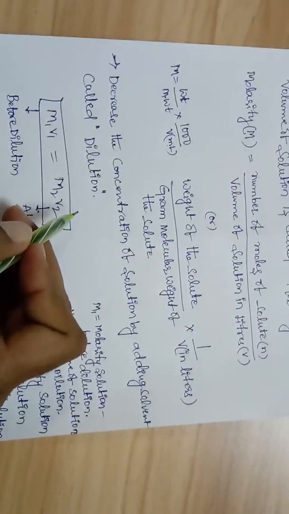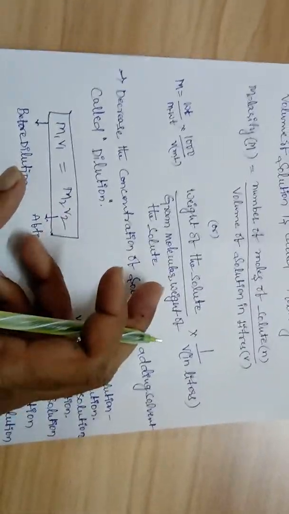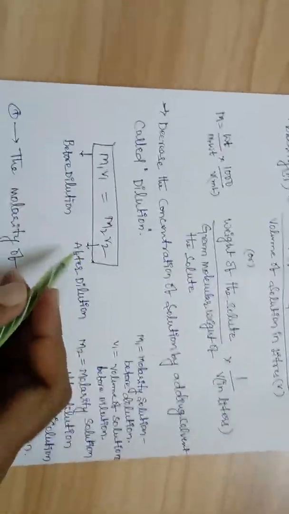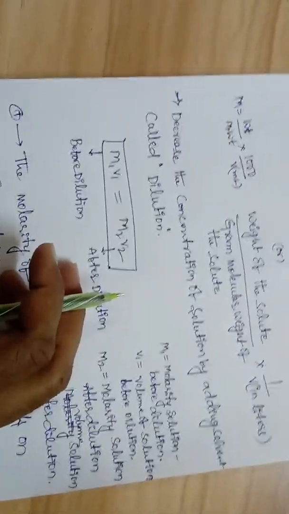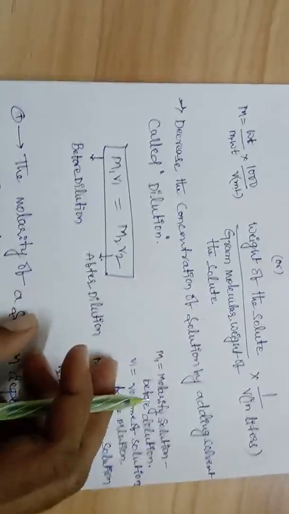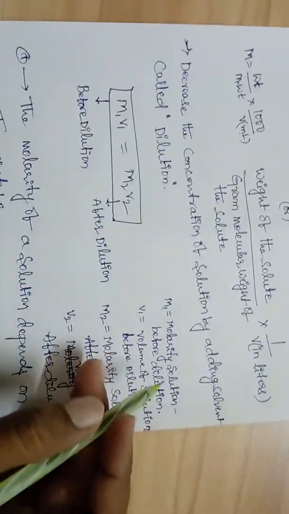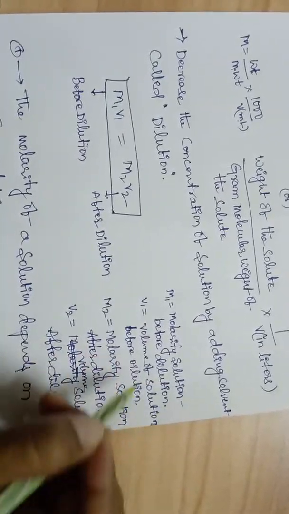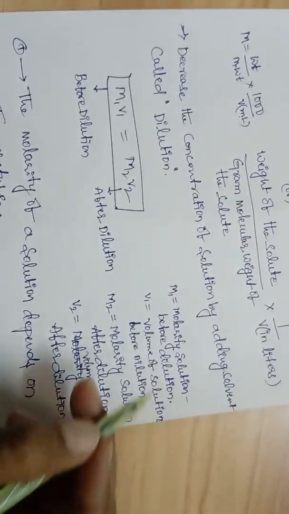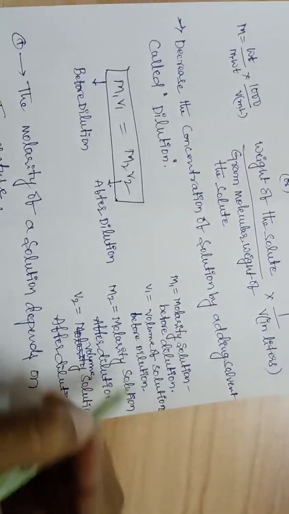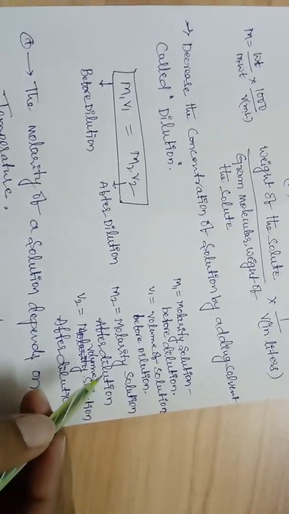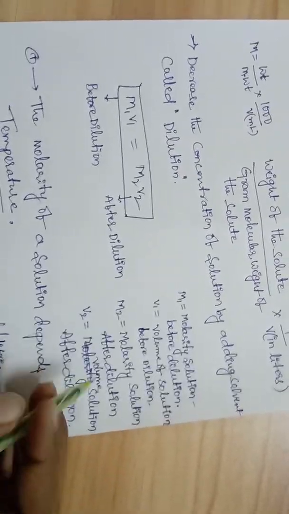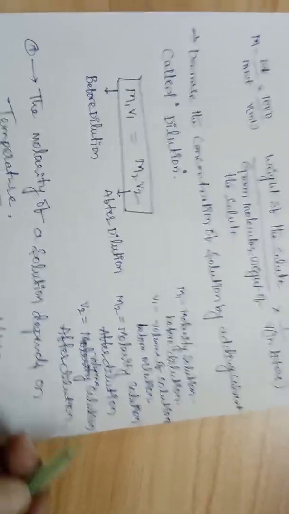Decreasing the concentration of a solution by adding solvent is called dilution, right? So the dilution formula is M1V1 equals M2V2. M1V1 is before dilution, M2V2 is after dilution. In that, what is M1? Molarity of solution before dilution. V1 is the volume of solution before dilution. M2 is the molarity of solution after dilution. V2 is the volume of solution after dilution.